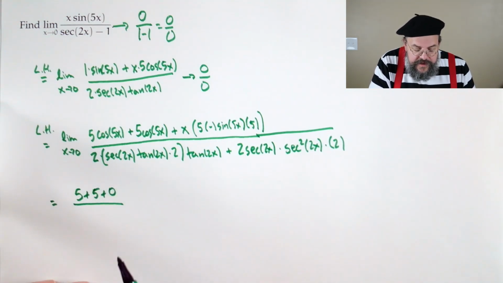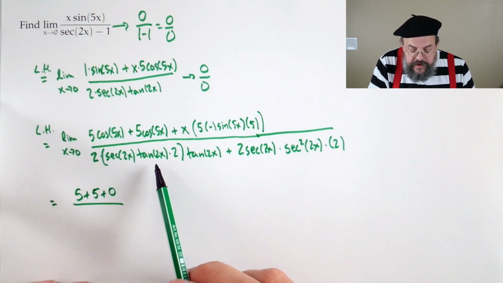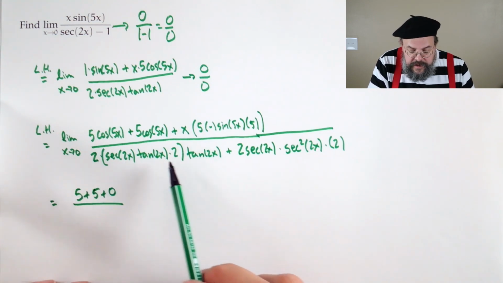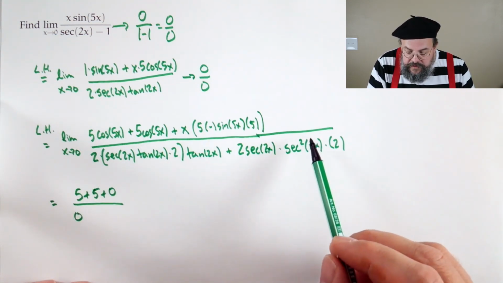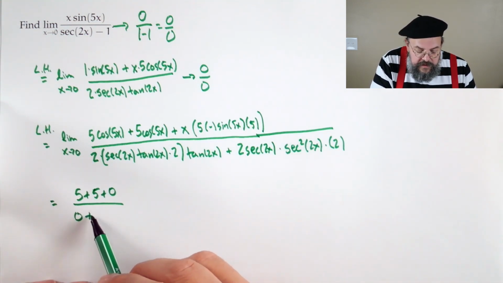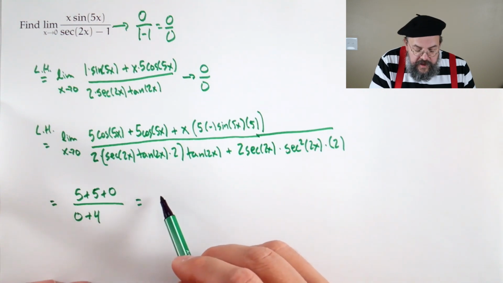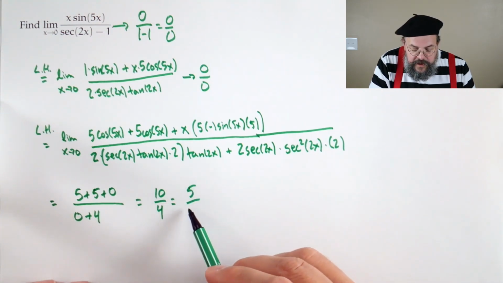How about downstairs? Well, secant of 0 is 1, and tangent of 0 is 0. So the first term is going to go away because of the tangent of zero. The last term, the secants of zero are 1s, and then there's a 2 and a 2. So that's 0 plus 4. So you get 10 over 4, also known as 5 over 2.